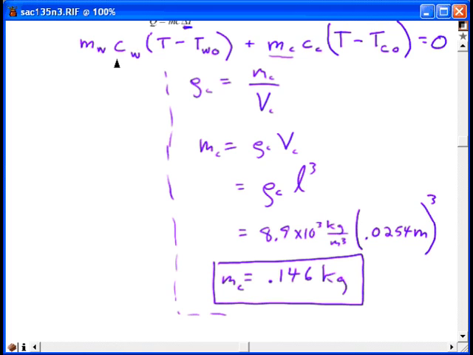I think I'll start by multiplying through these two expressions, trying to get t all by itself, and it appears in two different locations. I'm just going to multiply everything through so I have a whole set of terms. So I got mw cw t minus mw cw tw0 plus mc cc t minus mc cc t sub c 0, and it's all equal to 0.